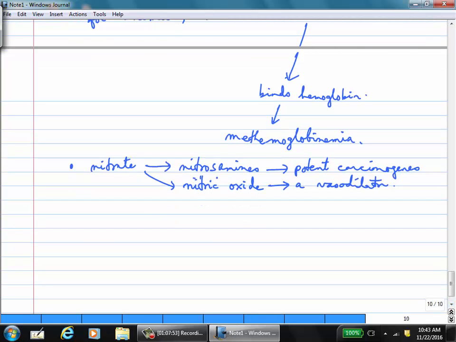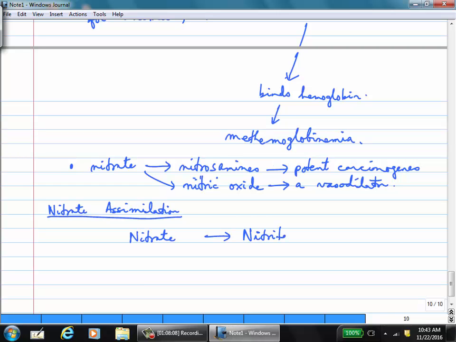So how is nitrate assimilated in the case of plants? So nitrate assimilation: nitrate is first converted to nitrite. Nitrate is NO3 minus. There are some other things that go in, but the net result is that you get nitrite, NO2 minus, and the enzyme that does that is called nitrate reductase.